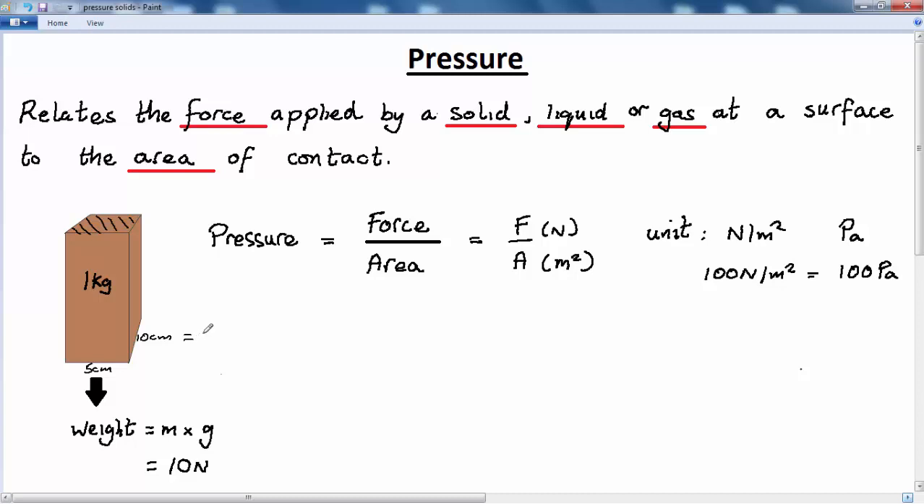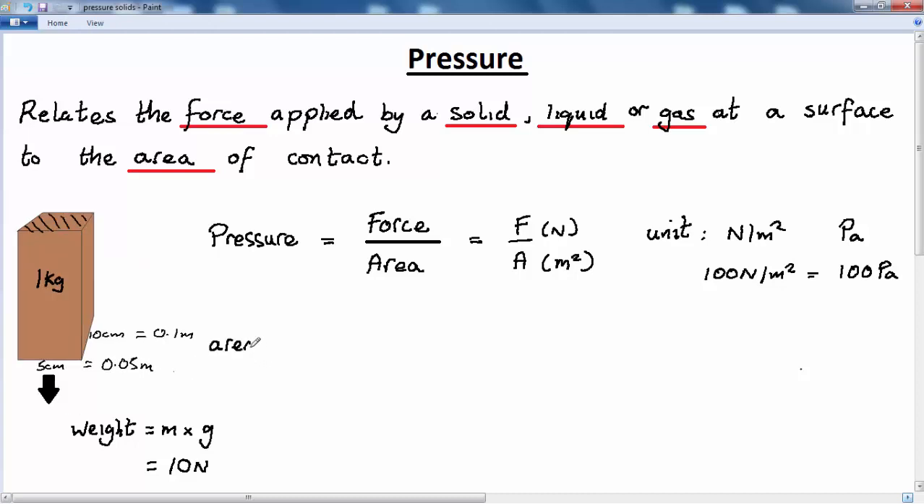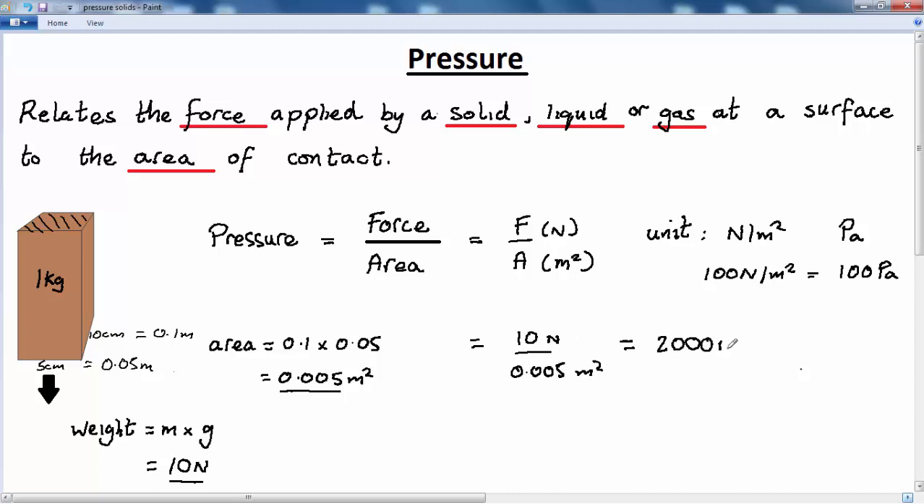So we're going to do that. So the length of this brick is 0.1 meter and its width is equal to 0.05 meters. Therefore its area is equal to 0.1 multiplied by 0.05, which equals 0.005 meter squared. Okay. Now we can substitute these values into our formula for pressure, remembering that the pressure is equal to the force, which is 10 newtons, divided by the area, which is 0.005 meters squared, which gives us 2000 newtons per meter squared, or 2000 pascals.